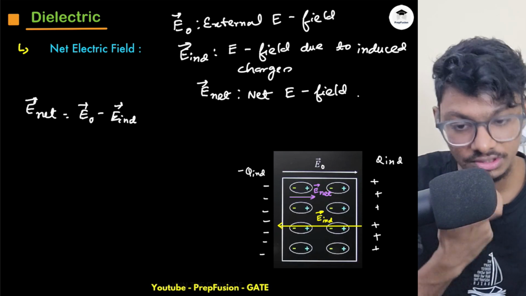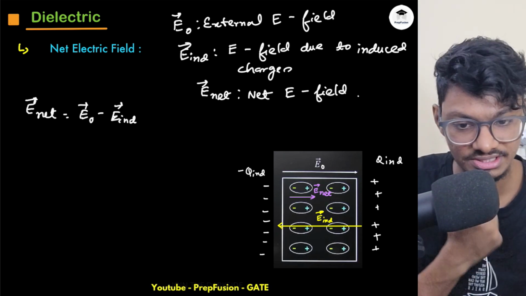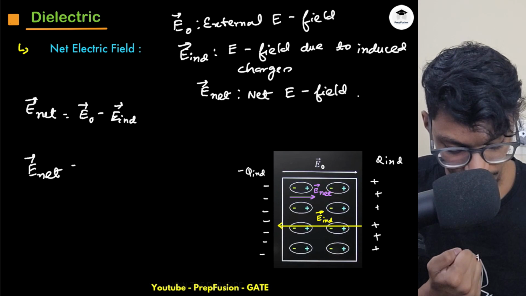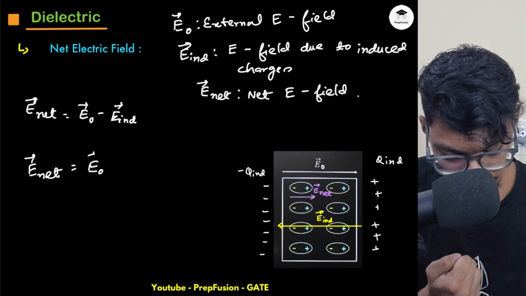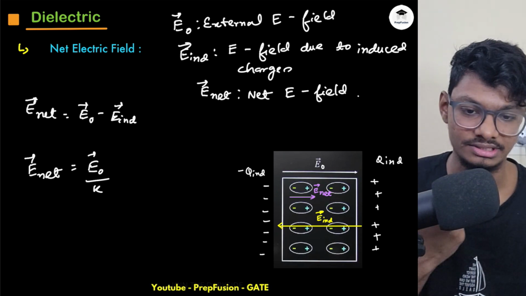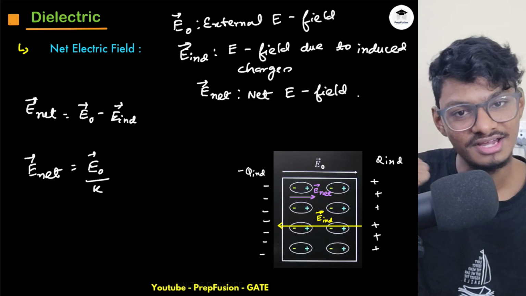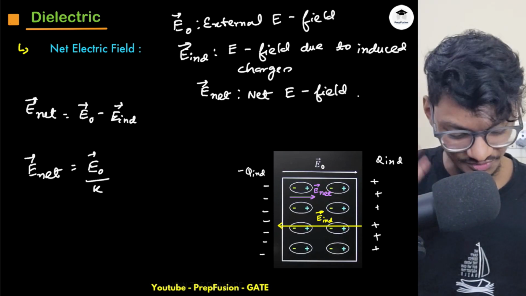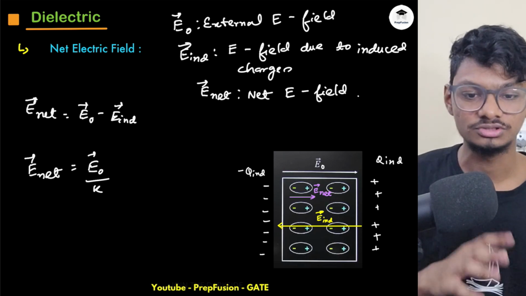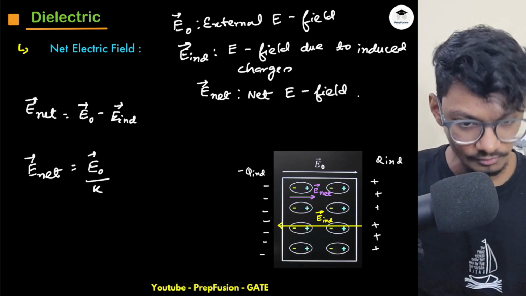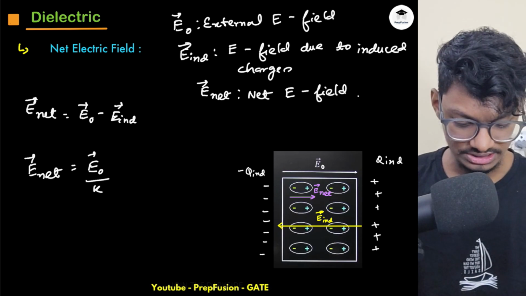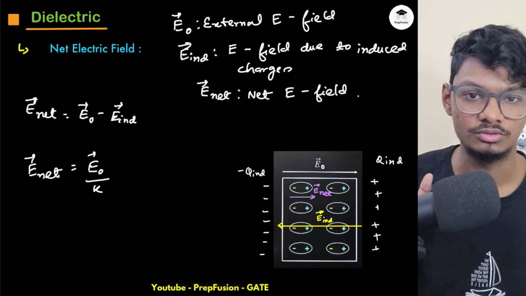Now this E net actually has a special name. What is the special name for this E net? E net is equal to E naught by K basically. Okay, and what is K? K is the simple dielectric constant that we have already used. So don't worry, this is the same thing that we know. Okay, just they teach you in a different way. So it is a dielectric constant. And is there any limit to this E net, right? Yes, there is a limit to this E net.